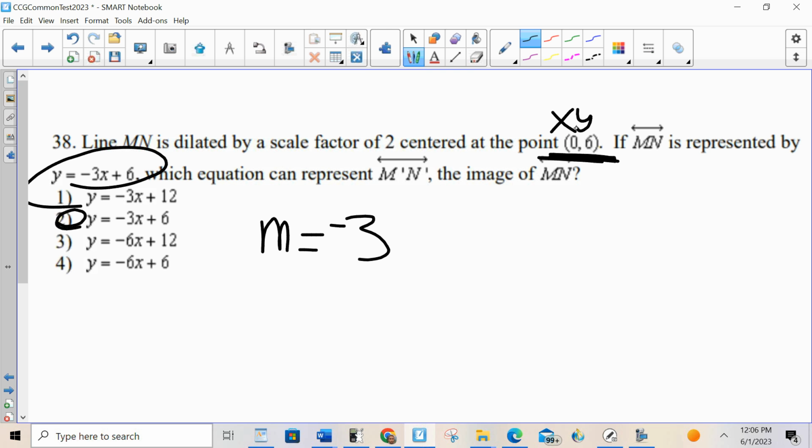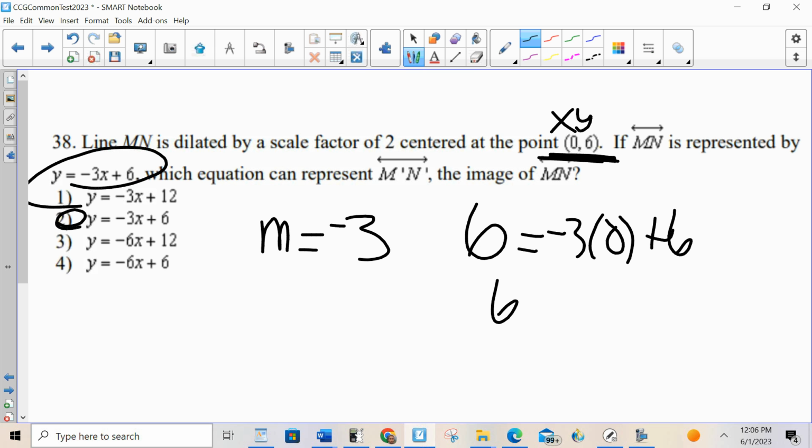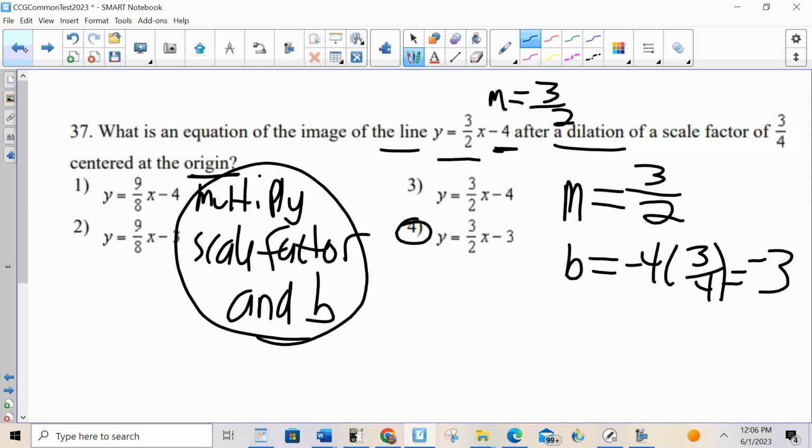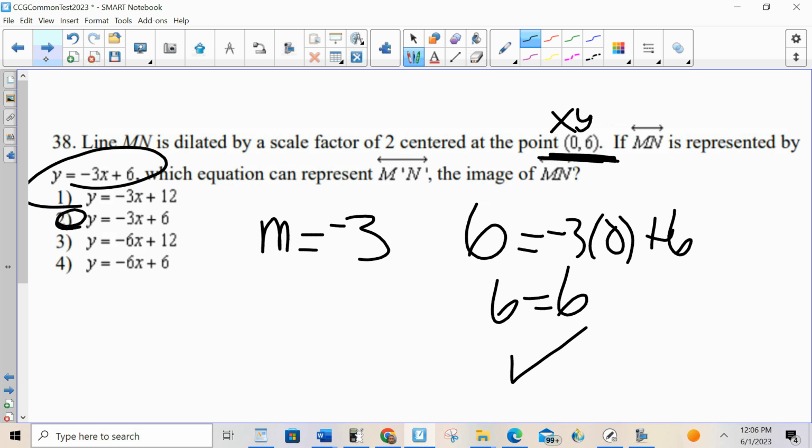I have to determine if the center of dilation is on the line. I'm going to replace the y with 6 and the x with 0, and if the equation works out, the center is on the line. And if the center is on the line, the image is going to be the same as the original. So the shortcut: no matter what, the slope stays the same. If the center is the origin, you're multiplying the scale factor and b for your new b. And if the center is not the origin, that's your answer.